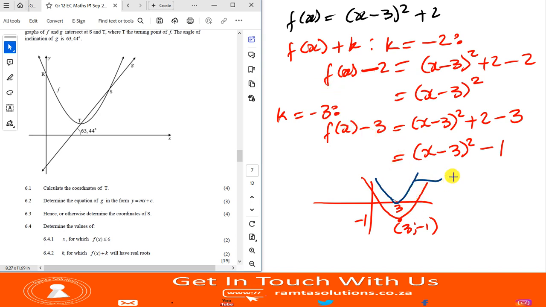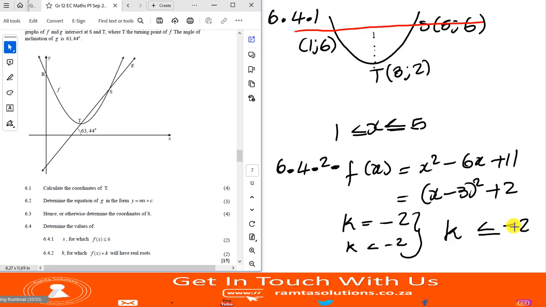So this one is when you have f(x) − 2, and this one is when you say f(x) − 3. So this is why what we said is right. With that being said, ours ends here.